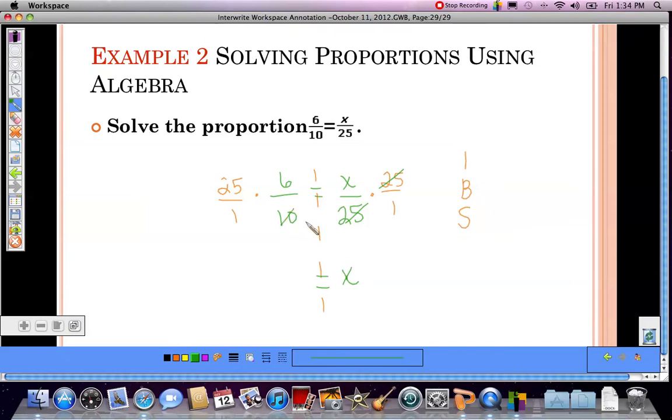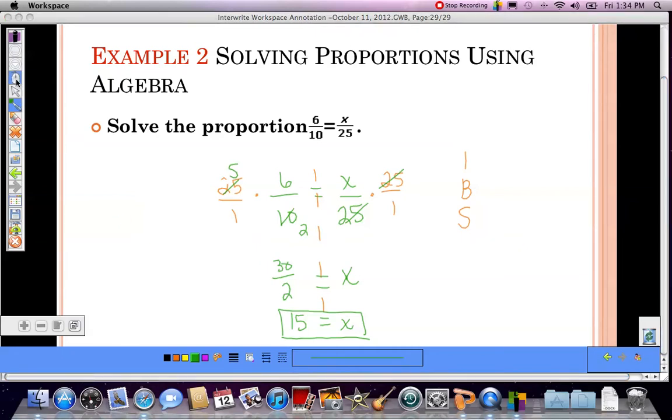You can cross cancel here by 5, making that 2 and this 5. 5 times 6 is 30. 1 times 2 is 2, and 30 divided by 2 is 15. So x equals 15. Notice in example 1 we used mental math to solve. In example 2 we used algebra.